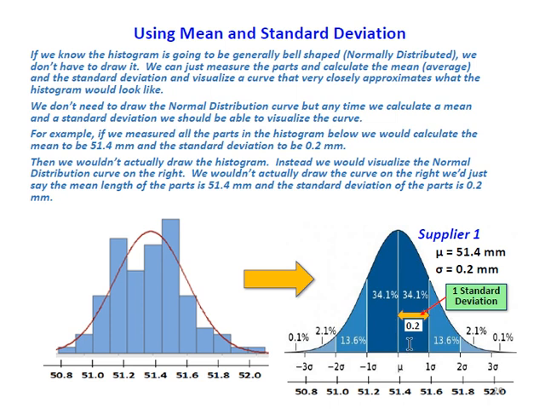So for example, if we measure all parts in the histogram below, we will calculate the mean. In this example, the mean is around 51.4. If you eyeball it, it's around here. If you calculate it, you get 51.4 millimeters, and after you calculate the standard deviation, you get 0.2 millimeters for this data set. Then we wouldn't actually draw the histogram, but instead we would visualize a normal distribution curve on this side. You wouldn't actually draw the curve on the right.